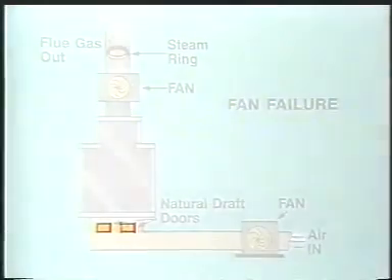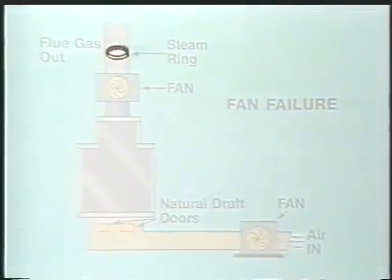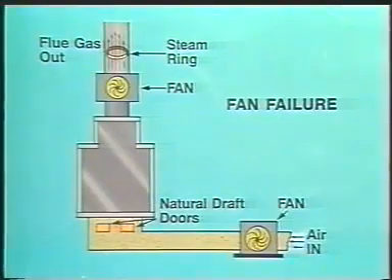Some furnaces are equipped with steam rings that discharge steam into the furnace in the event of a fan failure. The hot steam rises upward and creates enough of a draft to allow continued operation. But if air doors or steam rings are not available, the safety system will automatically cut off fuel to the burners and the furnace will have to be shut down.